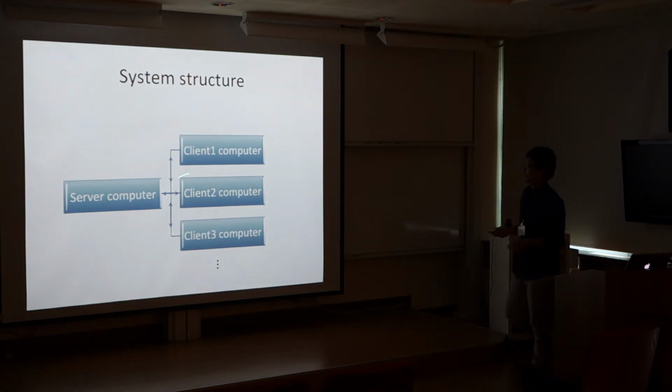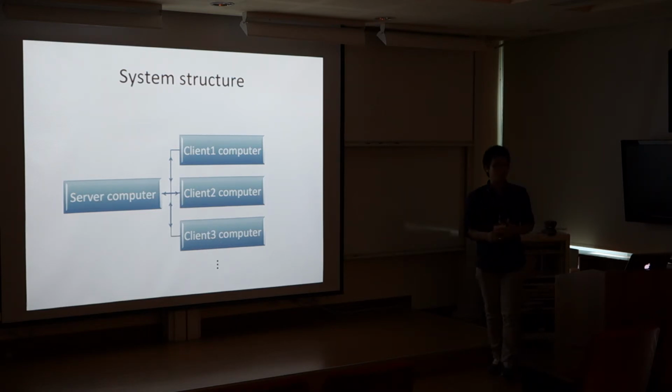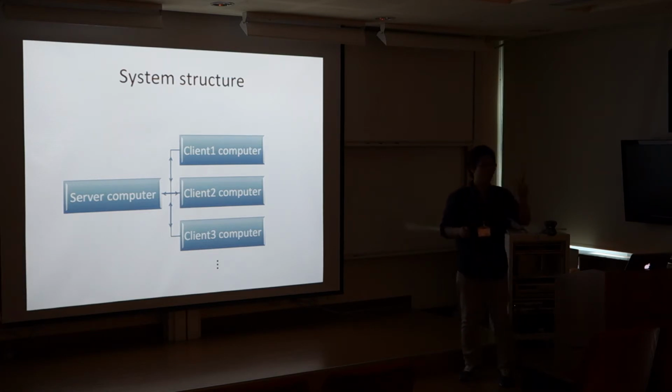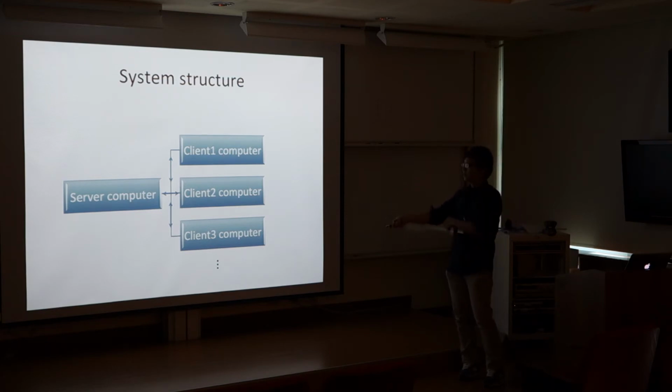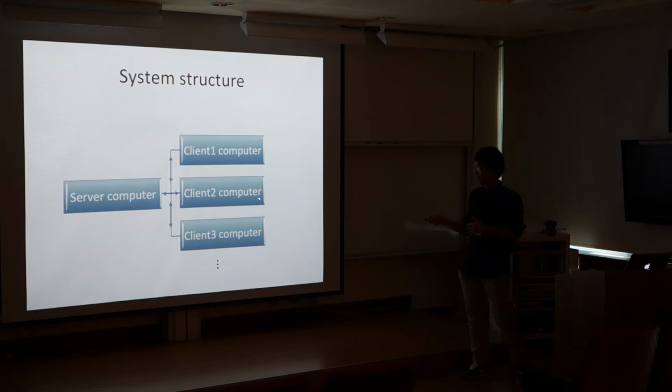Now, let me talk about my system structure. In Wittiera, we have more than 100 computers, but we often divide them into two parts. One is the server computer, and the other is the client computer. You can see the server computer is the king of the cluster. It can control all the computers in the cluster. And what is a client computer? You can regard it as a slave. It will be used by the user.